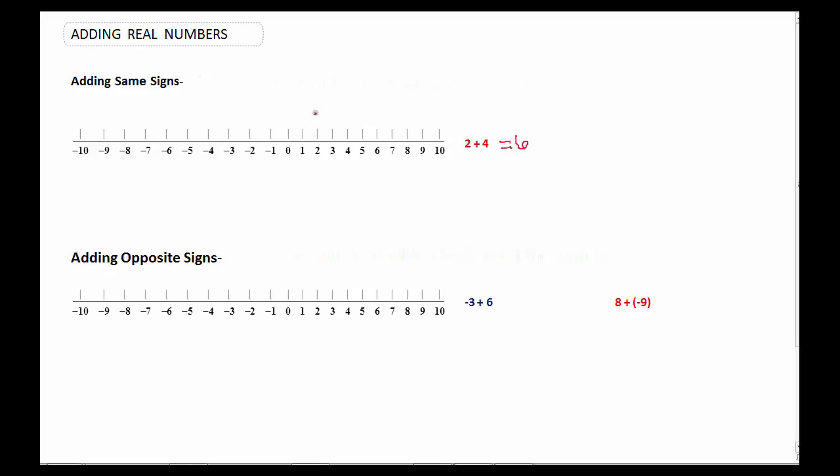So we start at 2, and then it says to add 4. So we go 4 to the right because that's a positive direction. So 1, 2, 3, 4, and there we are at 6.